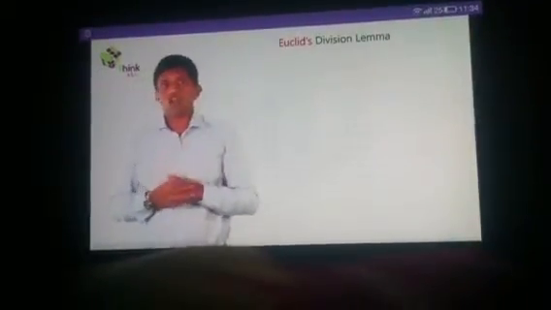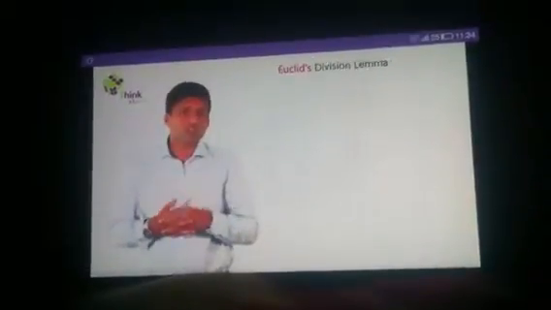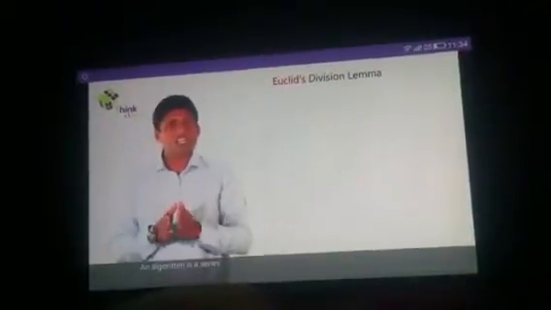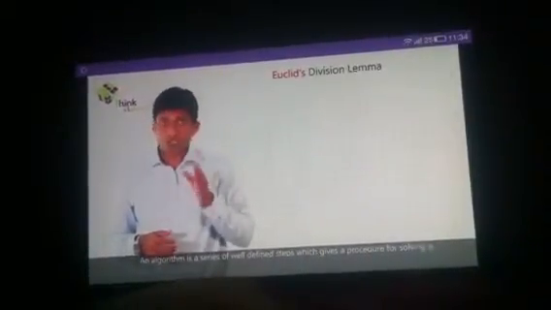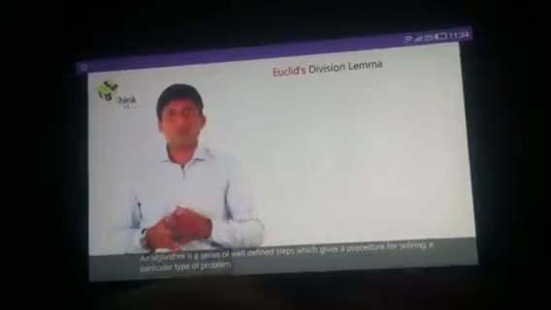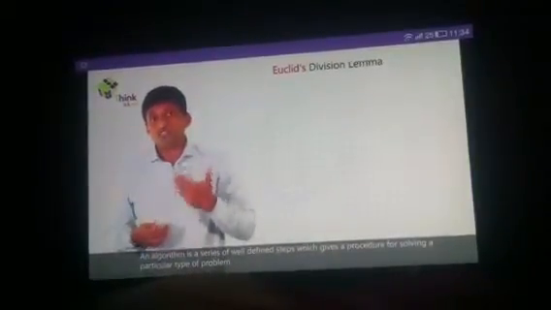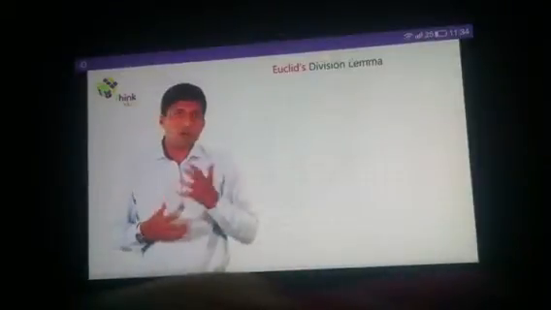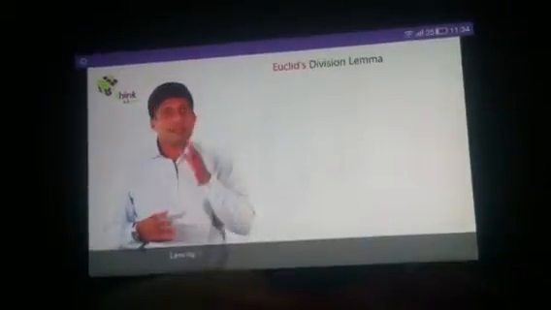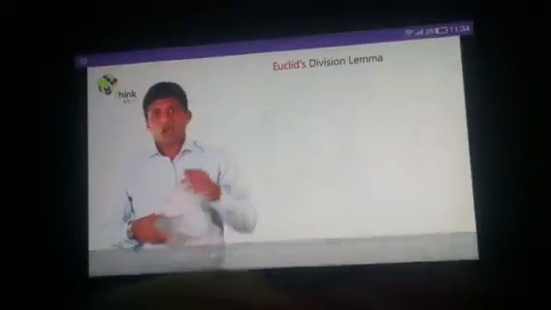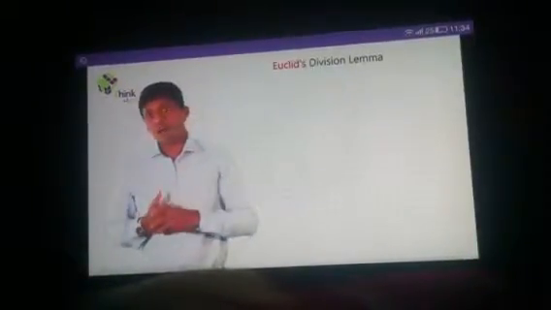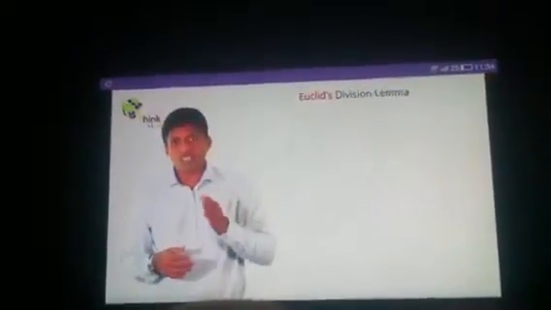Now, what is an algorithm? If I ask you that question, it is actually a series of well-defined steps which gives a procedure for solving a particular type of problem. And how is it different from a lemma? You heard that word now. What does lemma mean? It is a proven statement used for proving another statement. Now you would know how to find the HCF by prime factorization. That's not what I'm going to discuss right now.